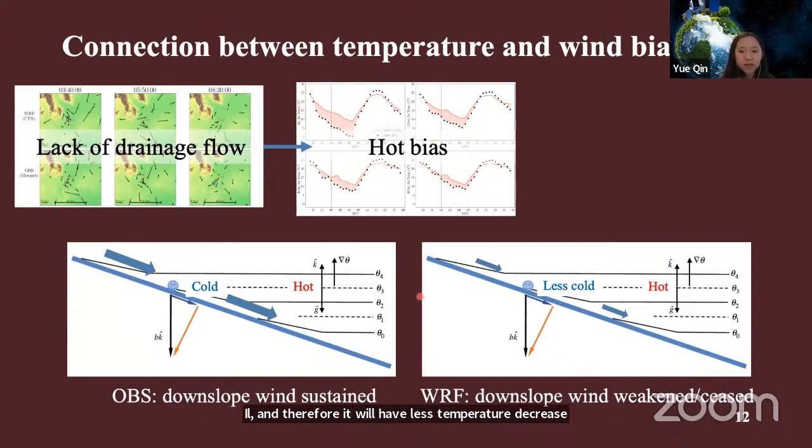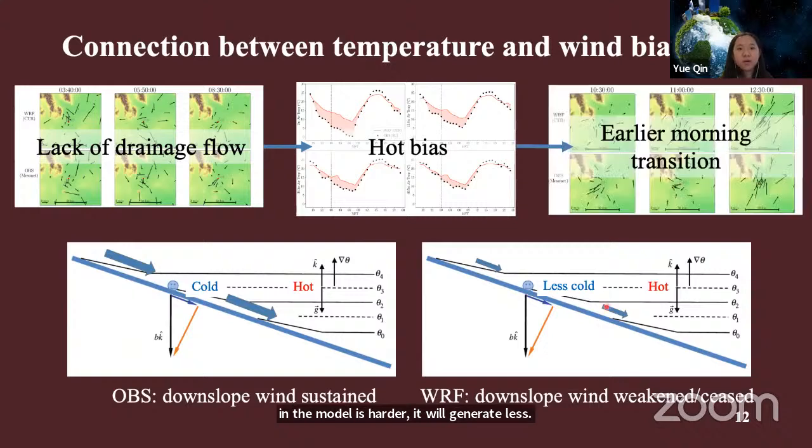On the other hand, because the near surface temperature in the model is hotter, it will generate less downslope wind, and therefore it will cause an earlier morning transition.